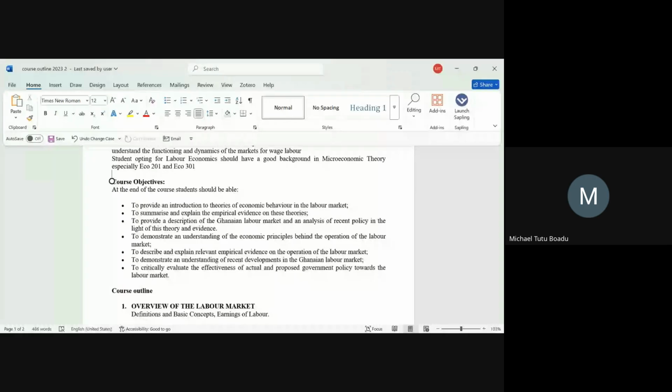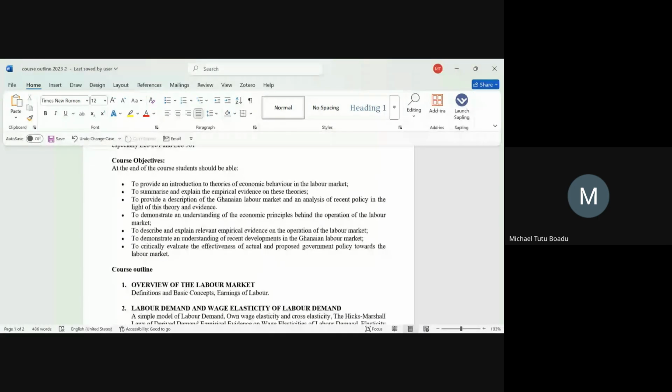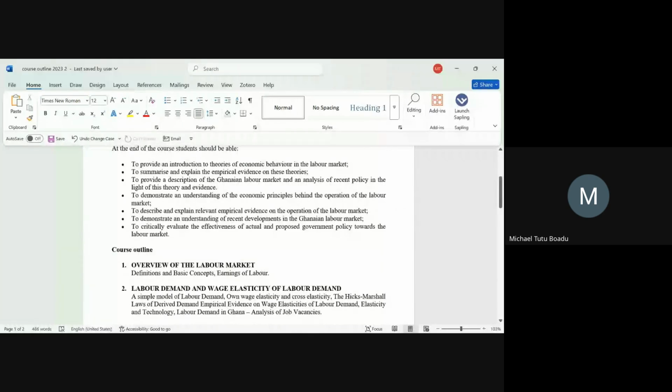critically evaluate the effectiveness of actual and proposed government policies towards the labor market. A number of policies have been put in place. How effective or how realistic are these policies? So these are the objectives, or the specific objectives, that you have to be able to understand at the end of this course.